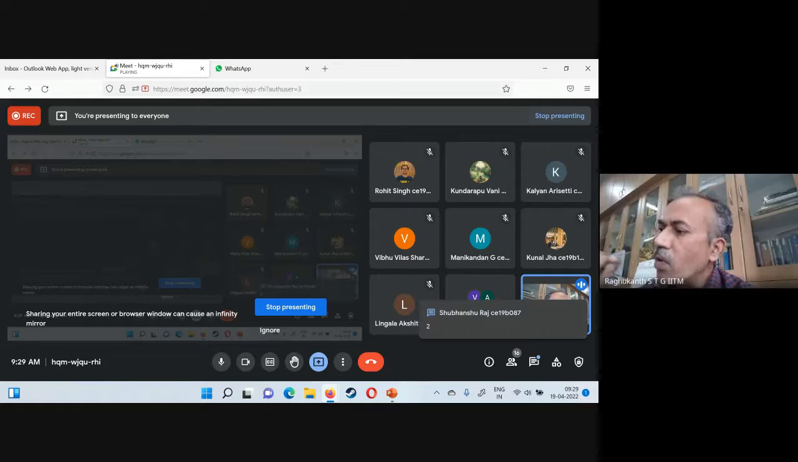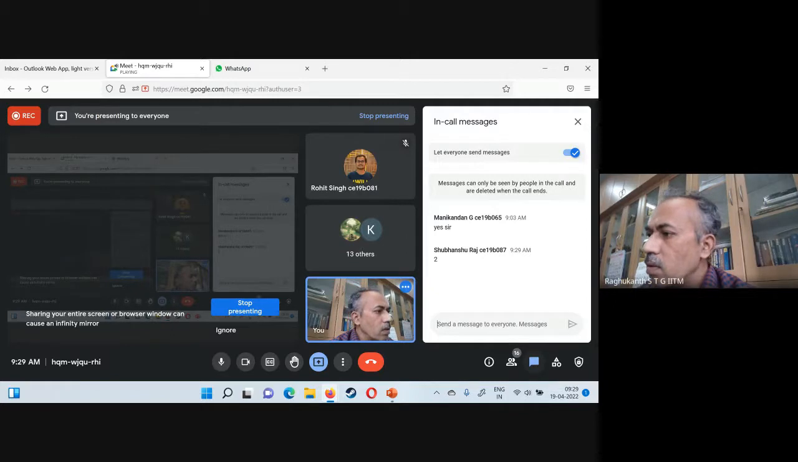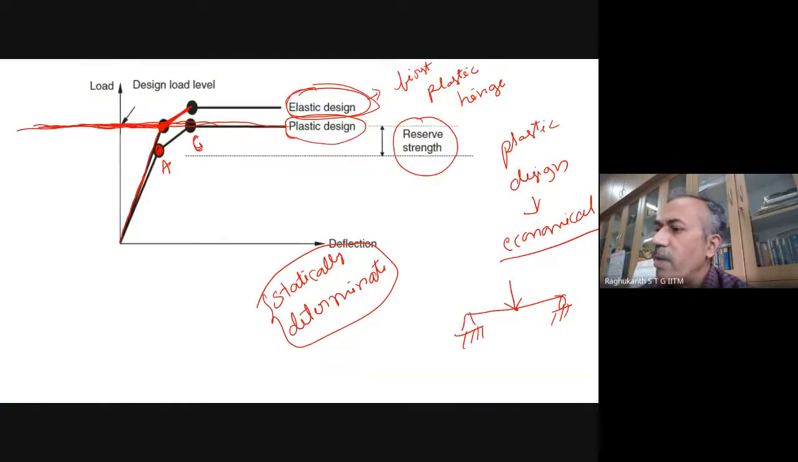For a simply supported beam, how many plastic hinges are required? You have mechanical hinges at both the edges. How many hinges are required for collapse? One. Okay, fine. Fantastic. So for simply supported beams you require only one plastic hinge. These are already hinges, so once a hinge forms, it automatically collapses.